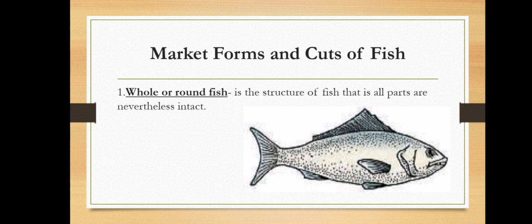When you purchase a whole or round fish, you get the entire fish as it is, including the head, tail, fins, and internal organs. This type of presentation is common in markets and seafood stores, allowing customers to see the complete form of the fish before preparation. It's worth noting that preparing a whole fish may involve cleaning, scaling, and gutting the fish before cooking.